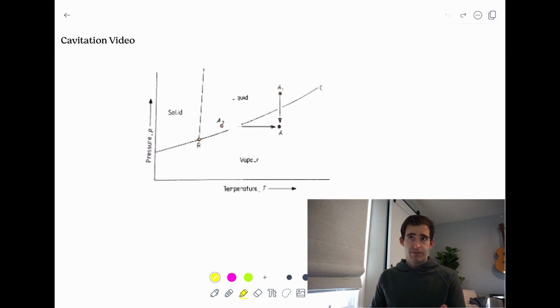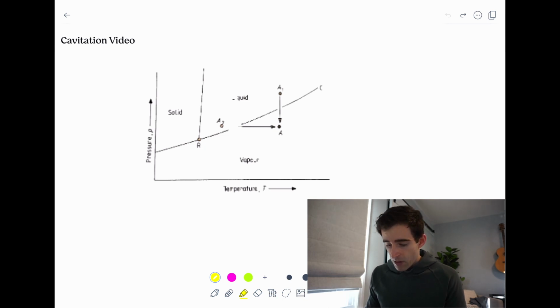It creates bubbles by decreasing pressure. Normally, we think of turning liquid into gas by boiling. You add heat, which increases the temperature, and liquid boils. Every time I cook pasta, I boil water on the stove. That's boiling. Let's look at this on a phase diagram.